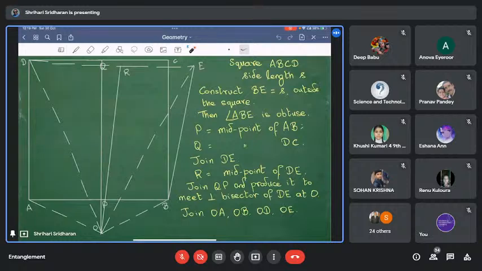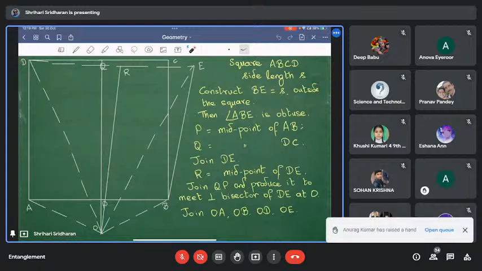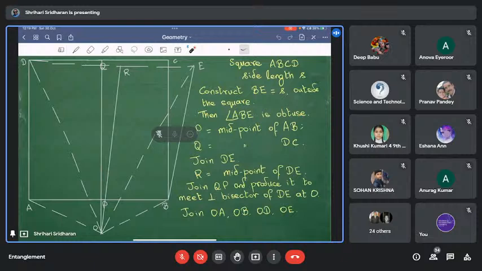So let's recall what all we have. We have a square ABCD of side length S. We construct BE also of the same length as that of the side of the square.